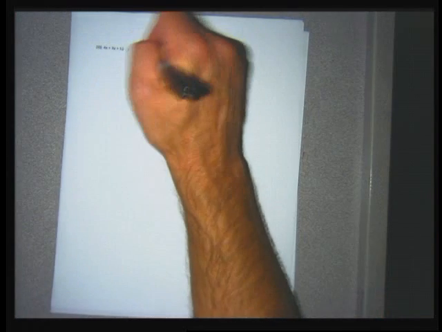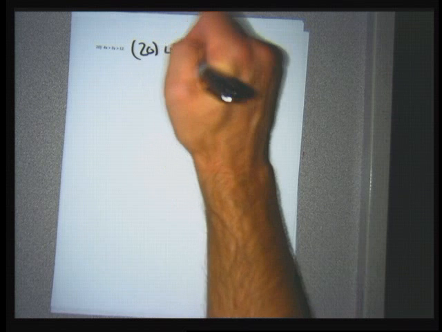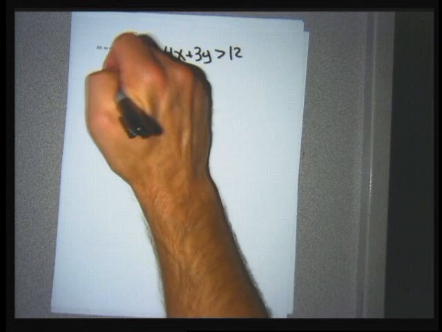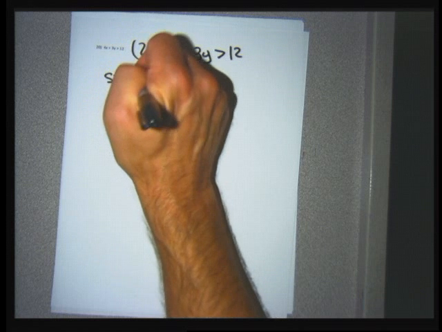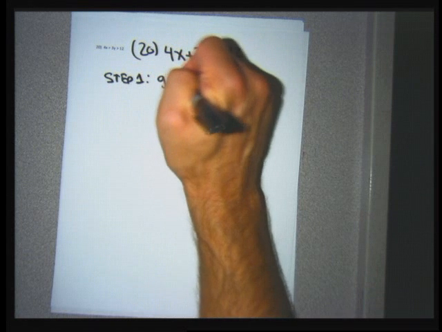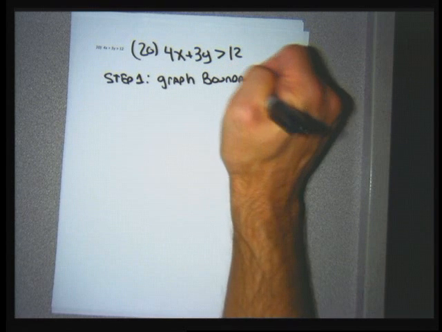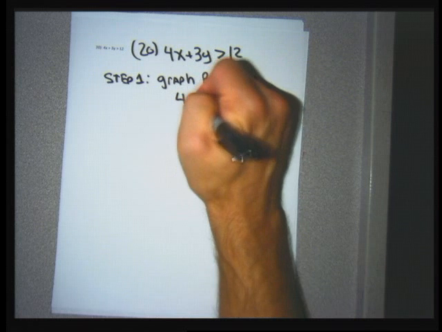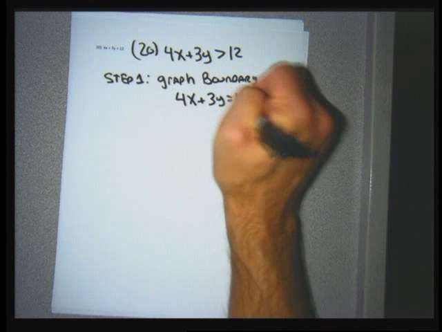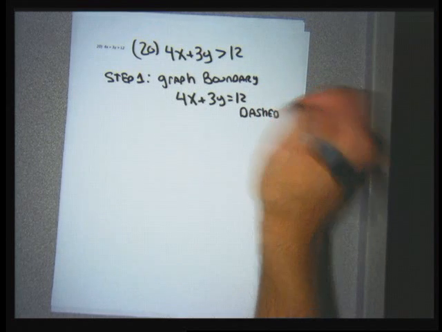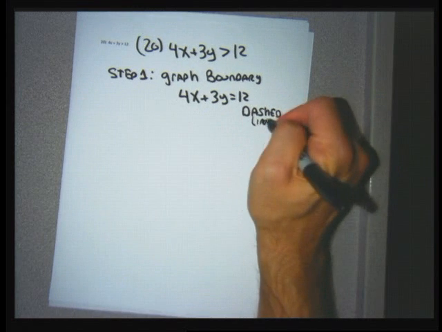Number 20 wants me to graph the inequality 4x plus 3y is greater than 12. So step 1, I'm going to graph the boundary, which is going to be 4x plus 3y equals 12, and I'm doing a dashed line because I don't have the "or equal to" part of this.